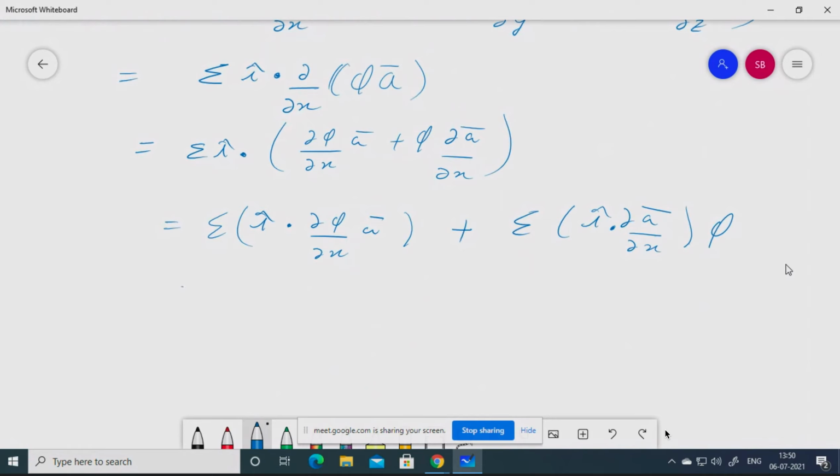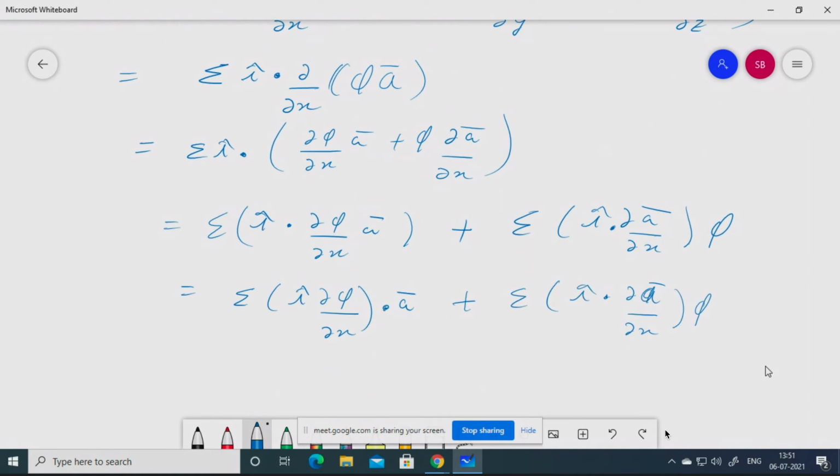Now again this term I will write as summation i dou phi by dou x. This I am writing according to the identity I need to prove. Again a dot product here with a bar. Will it be the same thing for the first part? Because anyhow the dot product I need to take with a bar only. Plus summation i cap dot dou a bar by dou x and phi as it is.